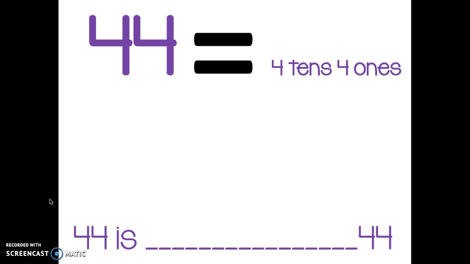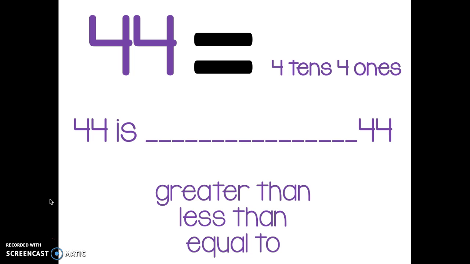Let's try this one. Okay, be careful. Miss Arwood's wild. I have 44 and 4 tens and 4 ones. What do you think? Oh, I can't fool you. They're equal. You're right. If I look at the tens, they're totally the same. There are 4 tens. If I look at the ones, they're totally the same. There's 4 ones. That means they're equal to one another. If I filled in this good number sentence, I would say 44 is equal to 44 because 44 is the exact same thing as 44.